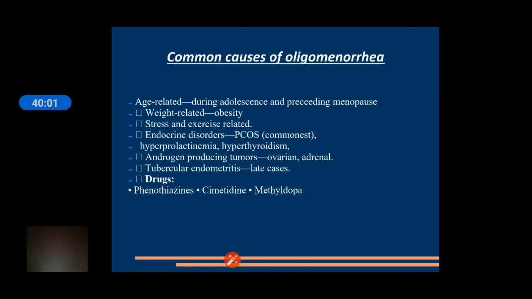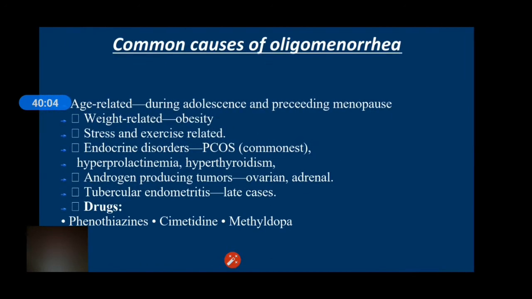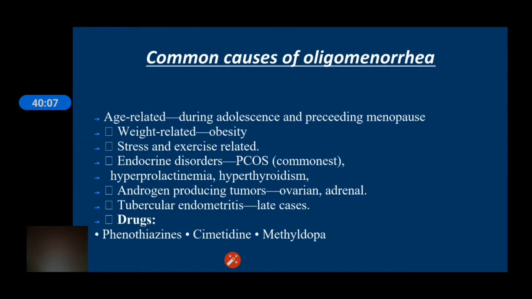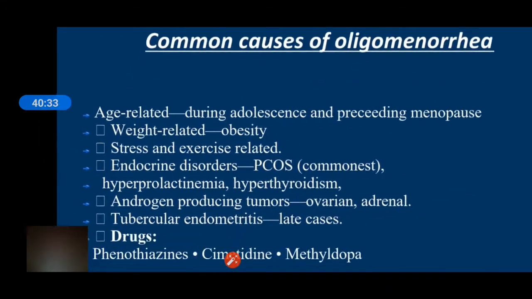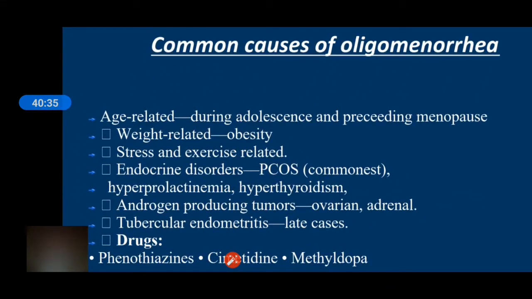So coming to the causes of oligomenorrhea, common causes: age related. During adolescence and preceding menopause it is commonly seen, because in such cases there will be some HPA axis disturbances. Then weight related, obesity. Yes, obesity can cause oligomenorrhea by producing excess androgens or excess estrogens. So again there will be an imbalance in the estrogen progesterone ratio. Stress and exercise induced: yes, stress and exercise can also cause oligomenorrhea. Endocrine disorders, especially PCOS, hyperthyroidism and hyperprolactinemia, can cause oligomenorrhea.